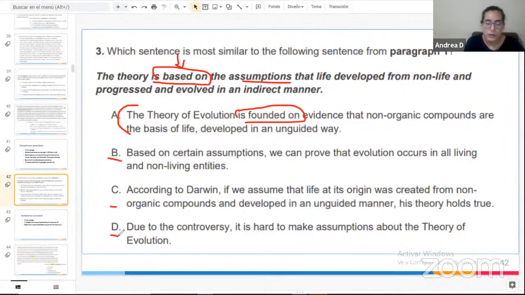So yes, this one has the same things, and it actually kind of means the same, but it has a different approach. It's about something else. It tries to also ask a question. The question for this one will be, when can Darwin's theory hold true? It holds true when we assume that life. So it's a different approach, I would say.